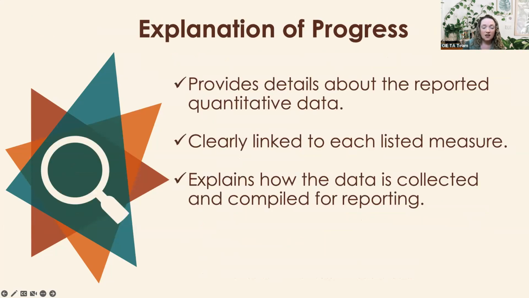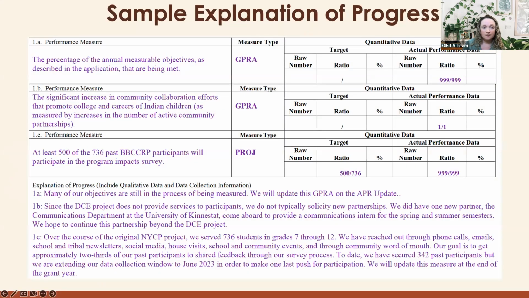Some other key things to think about. Provide all the details about your reported quantitative data. Make sure that you're writing narrative that actually talks about that measure. And explain how your data is collected and compiled for reporting. How are you measuring this? Where are you getting that data? Let's look at a few examples.